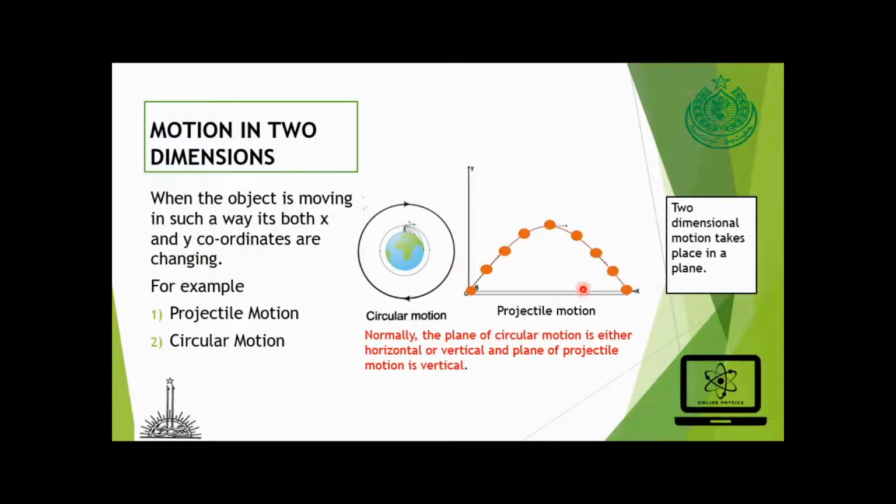For example, let's see in this figure, the object is moving upward as well as rightward simultaneously. So in this figure, the object is changing its x and y coordinates at any instant. So basically this is motion in 2 dimensions. We have two common examples of 2D motion: projectile motion, this one, and circular motion, this one. In this lecture we will focus only on projectile motion.